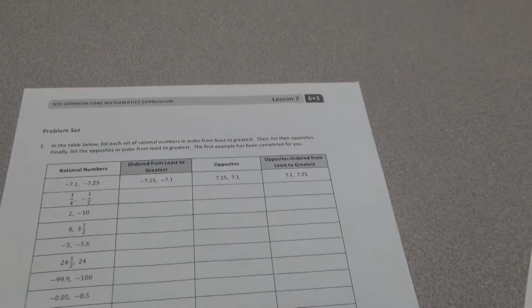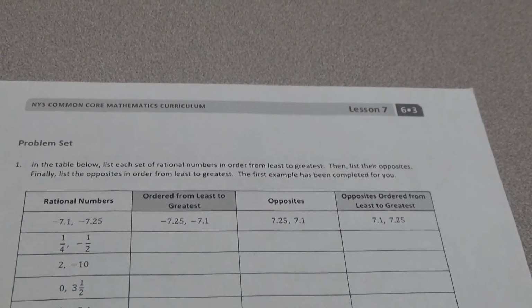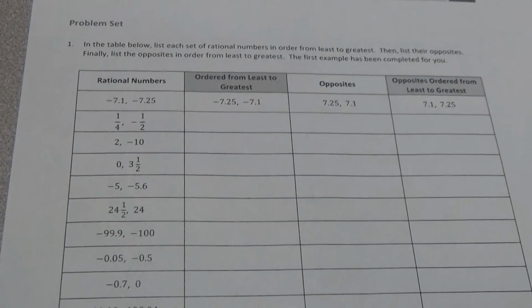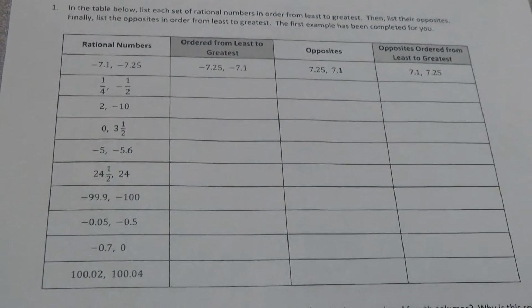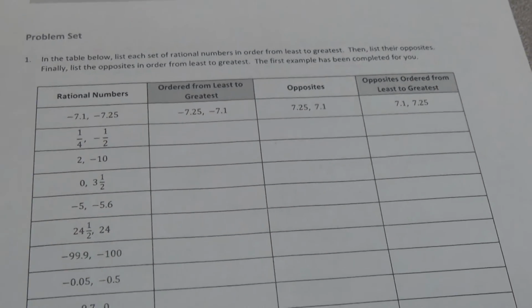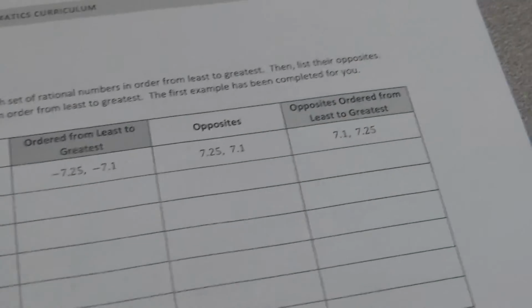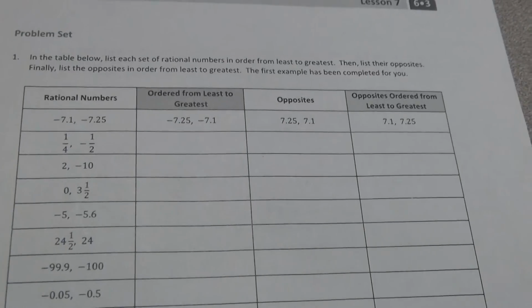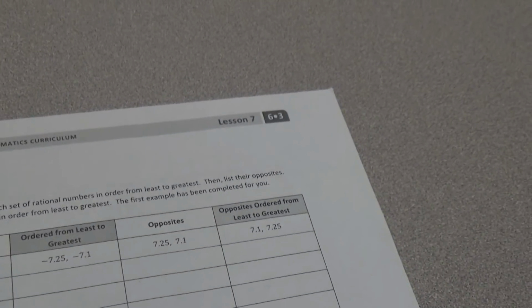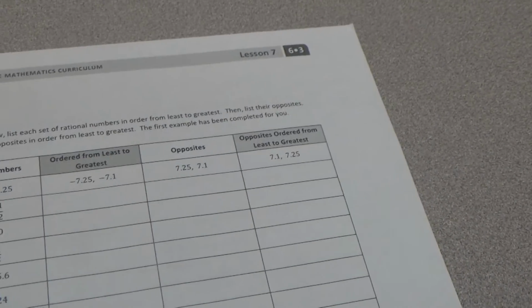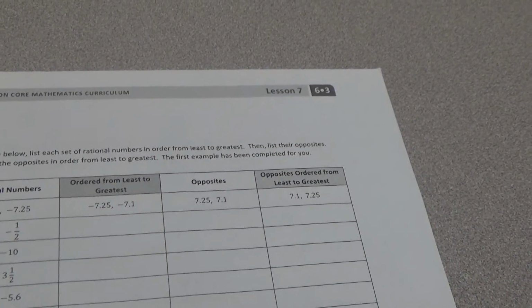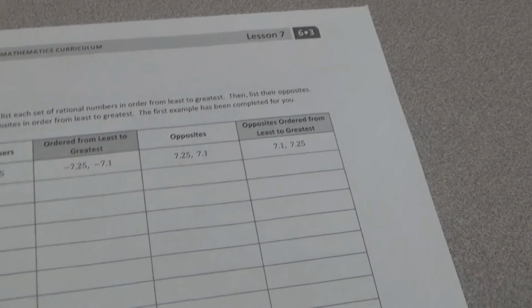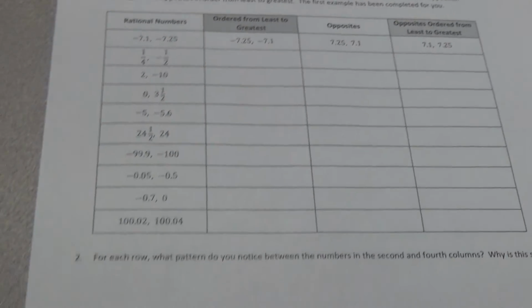Turn it over to the problem set. On the problem set, you're given a table. In column 1, they give you some rational numbers. Here you can tell that a rational number could be either a negative number or a positive number. It can be a fraction, a whole number, or a mixed number. Now these decimals have to be terminating, meaning they end.